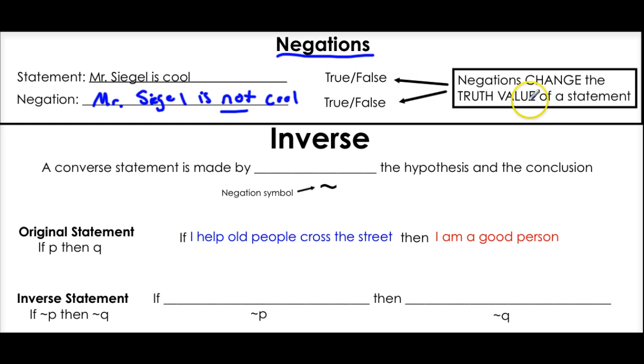A negation changes the truth value of a statement. What does that mean? Let's start with this. Mr. Siegel is cool. Well, that's obviously true. All right? So the opposite of that, Mr. Siegel is not cool, must be false. So when you negate something, it changes the truth value. If it was true, then it becomes false. And similarly, if the statement was false, then it becomes true. So negations change the truth value. This will be in your independent practice. Take note.